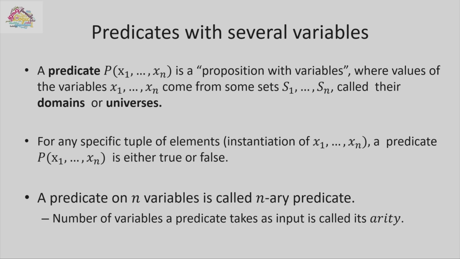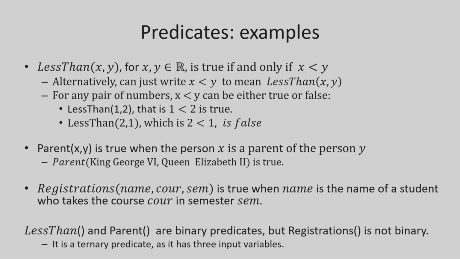And just like relations can be binary, to mean that they define on pairs, the sets of pairs of things, a predicate may be binary or ternary, meaning it defined on triples, or in general, n-ary predicate. So we call the number of variables a predicate takes its arity. So here are some examples.